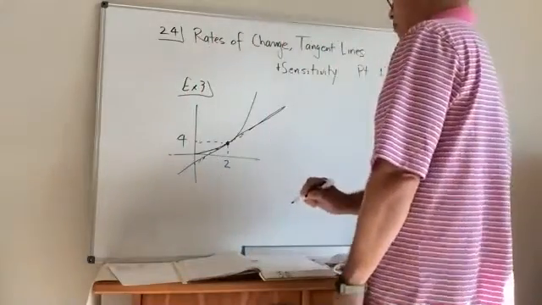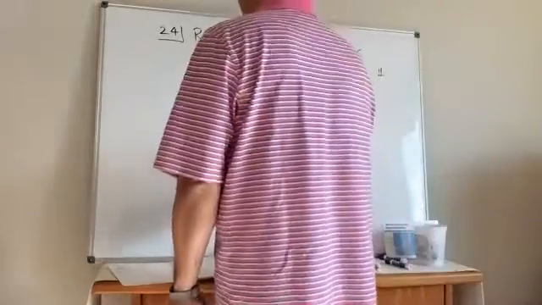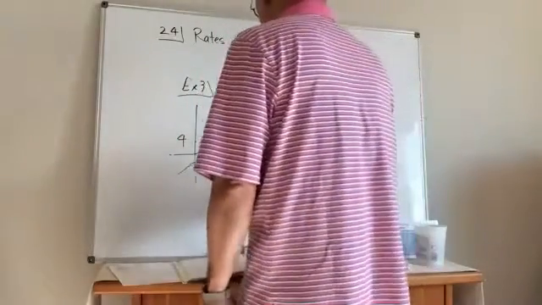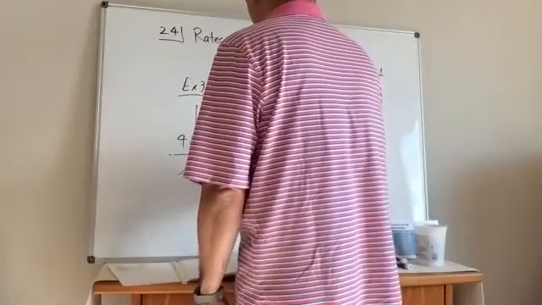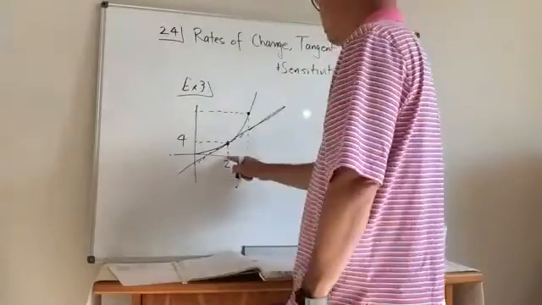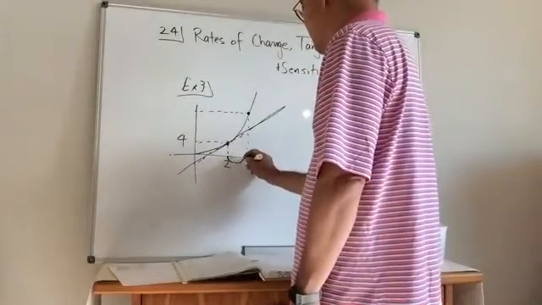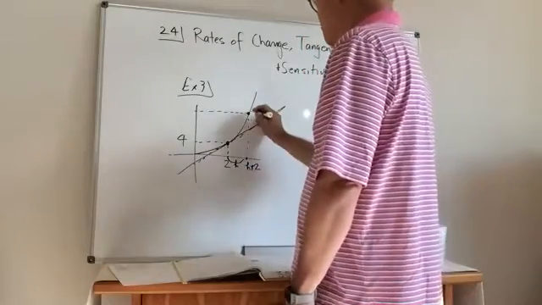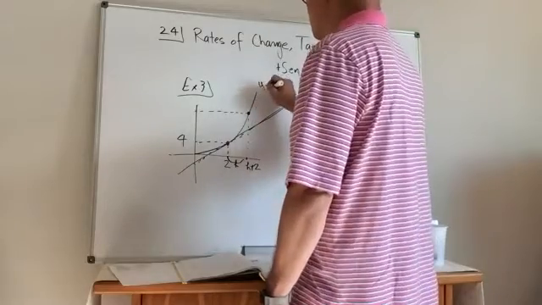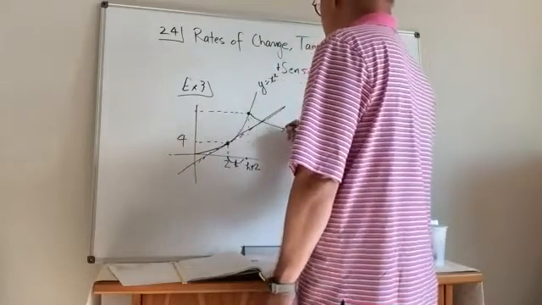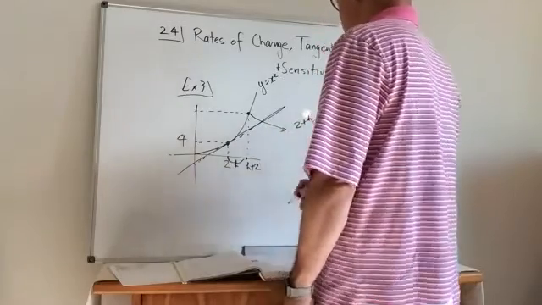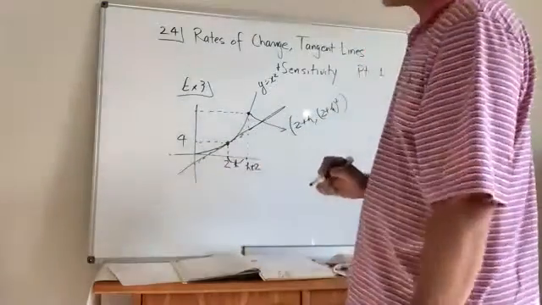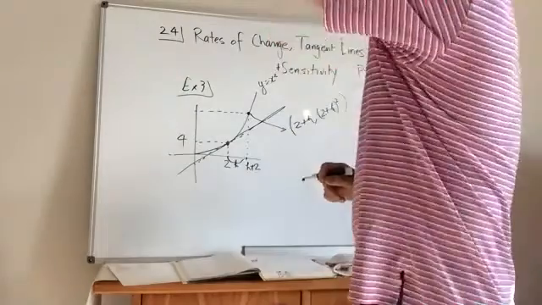Okay, so I'm going to go 2 plus some h. So right here, the value of x is going to be 2 plus h, right? Because h is from here to here. This is what we're going to call h. So the point here, since y is equal to x squared, is going to be what? 2 plus h and (2 plus h) squared. That's the x and y coordinates by definition, okay?